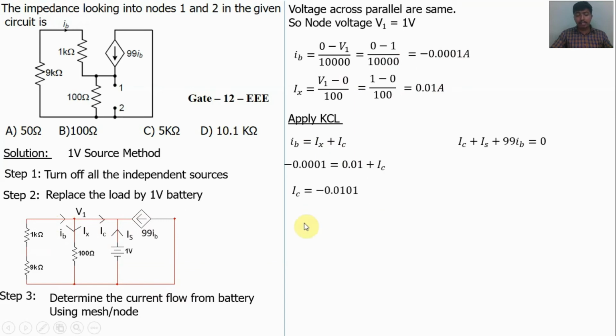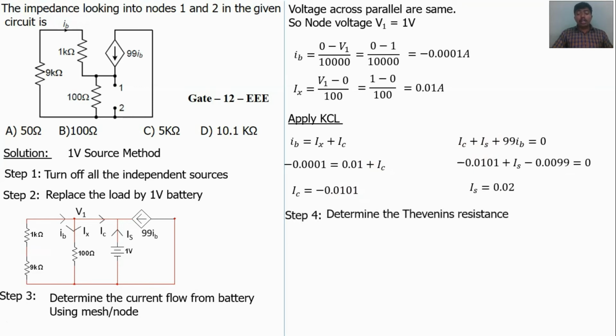So we will get IC value is equal to minus 0.0101 amps. Substitute here IC value. We will get the IS value is equal to 0.02 amps. Okay, now the final step, Thevenin's resistance R is equal to V by I. V is equal to 1 volt here. I is equal to IS. Substitute this value, we will get RTH is equal to 50 ohms. So the option A is correct one.